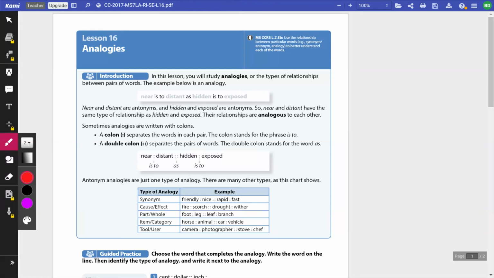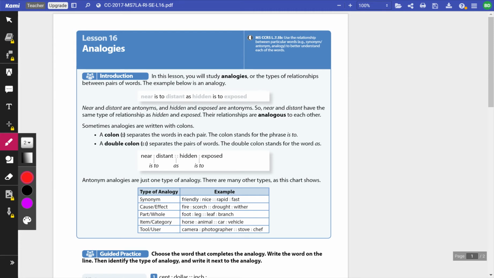Hey guys, welcome back. Today we're going to be looking at lesson 16 in your Ready Workbook. It's page 261. So if you don't have your Ready Workbook open, go ahead and open it now and turn to page 261. Okay, so like I said, this is lesson 16 and it is all about analogies.